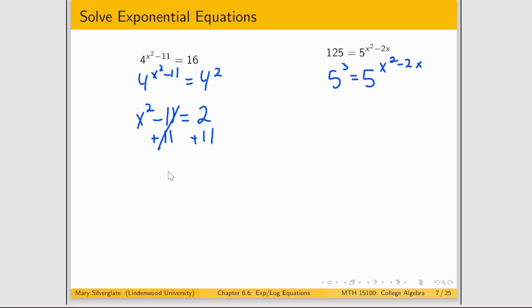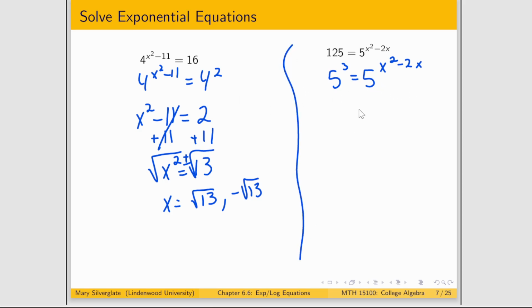Negative 11 plus 11 makes 0. I'm left with x squared is equal to 13. And as my final step, I'm going to undo a square with a square root, and whenever I do that, I need to remember the plus or minus square root. So x could be the positive square root of 13, or the negative square root of 13, which if I think about when I plug it in, negative square root of 13 squared gives me a positive 13 as well as positive square root of 13 squared, so I am good.